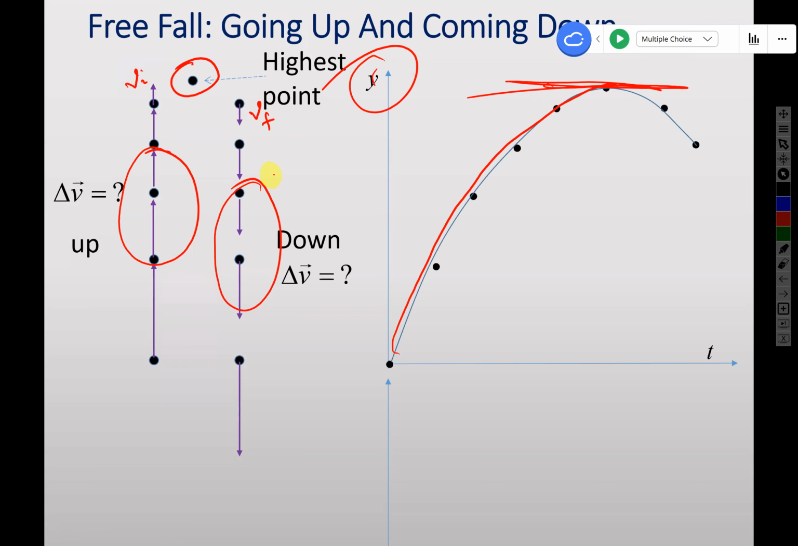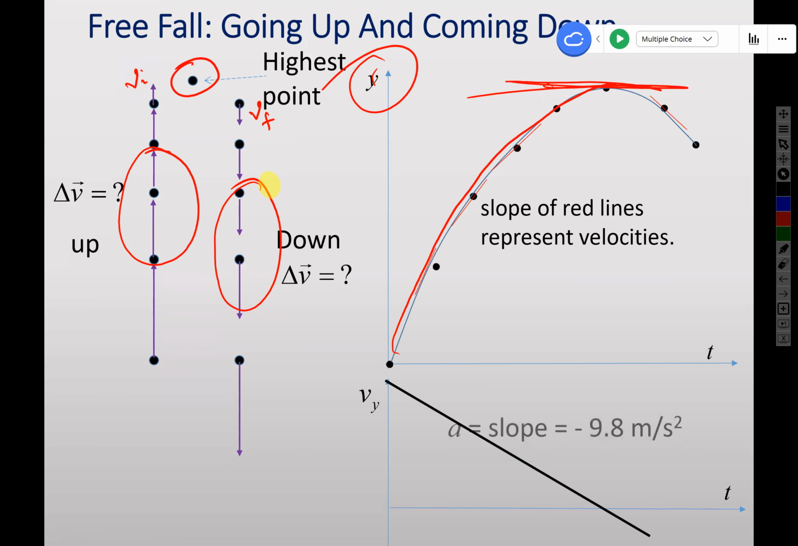And now if I were to plot the velocity versus time graph, how is it going to look? It's that, okay? And it turns out the slope is 9.8. Since we are choosing up as positive, the slope is negative, which means acceleration is downward. That's all it means, okay, folks?